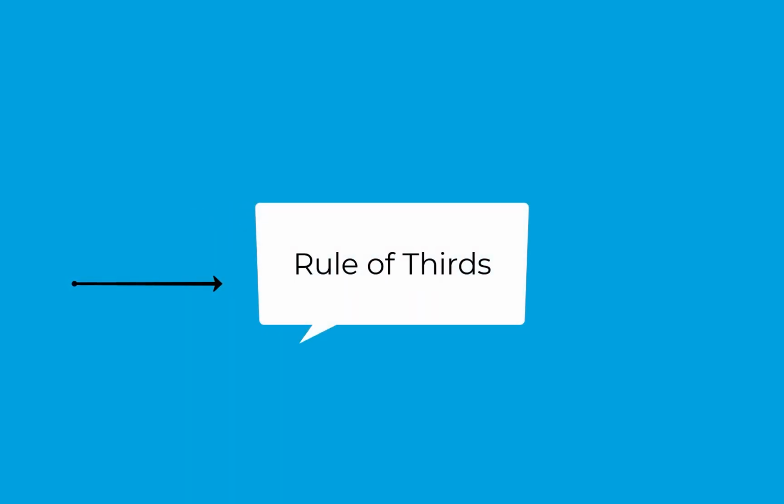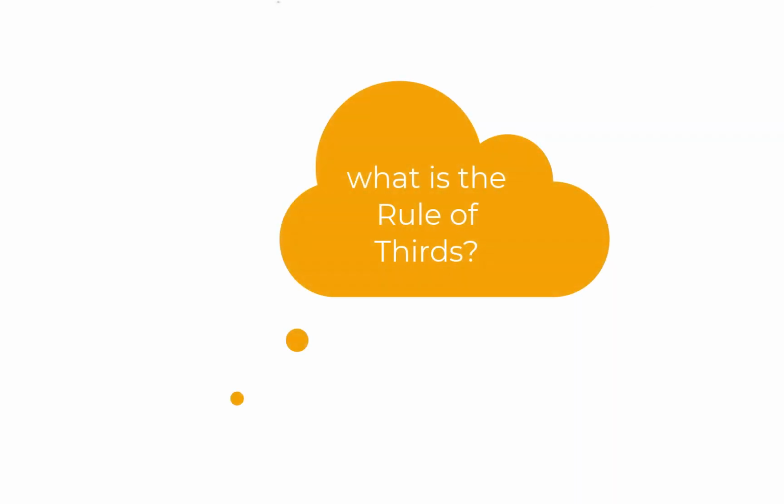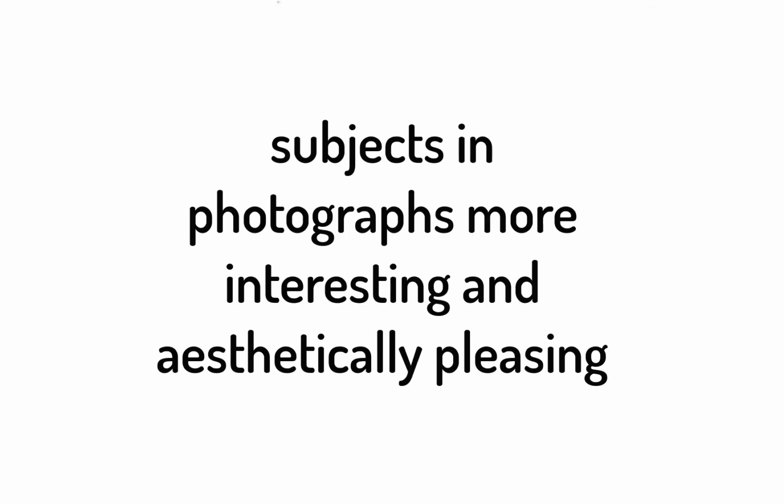Today I'm going to be covering one of the most fundamental techniques in photography that has even been called the golden rule, and that's the rule of thirds. What is the rule of thirds? Well, in essence, it's a form of composition that makes subjects and photographs more interesting and aesthetically pleasing. This technique is done by dividing a medium into thirds, both vertically and horizontally, so that an invisible grid of 9 rectangles and 4 intersections are created.